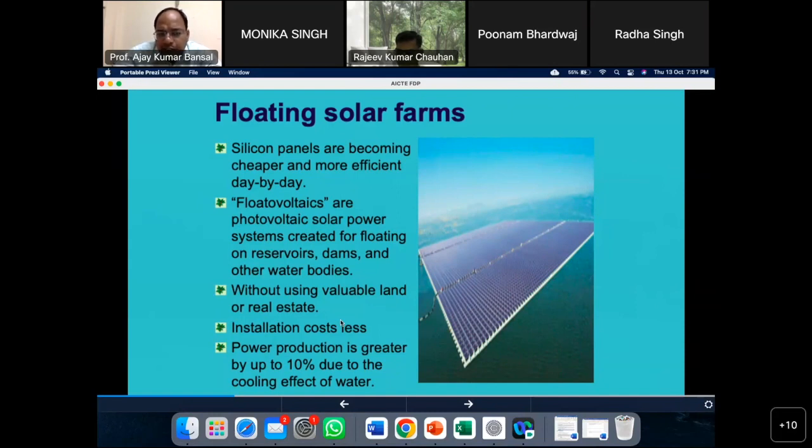Floating photovoltaic solar power systems are created on reservoirs, dams and water bodies without using valuable land or real estate. They can generate electricity. Their installation cost is also less because they do not require a separate arrangement for installation on land. They have an MPPT system, and the power produced is greater by up to 10% due to the cooling effect of the water, because the water is under the solar cells. The solar cells are continuously and very fast cooled, and with this they generate more energy as compared to land solar panels.